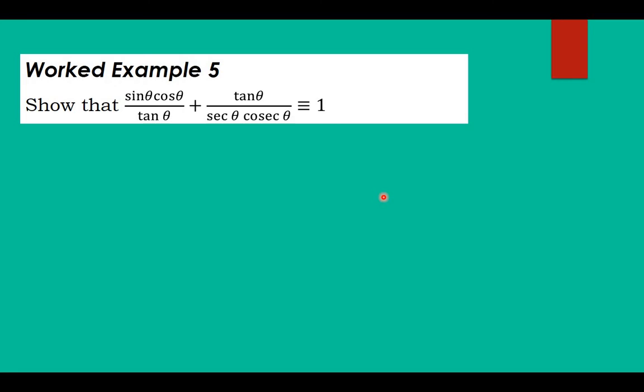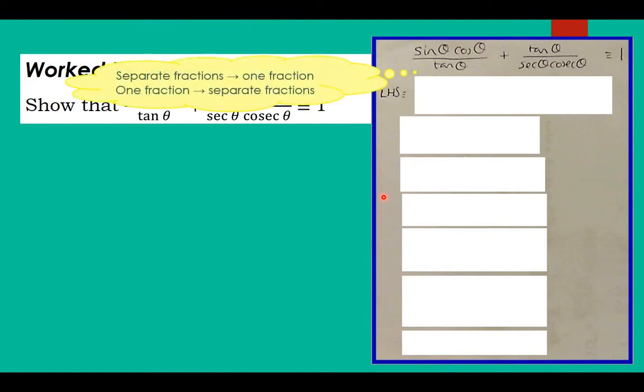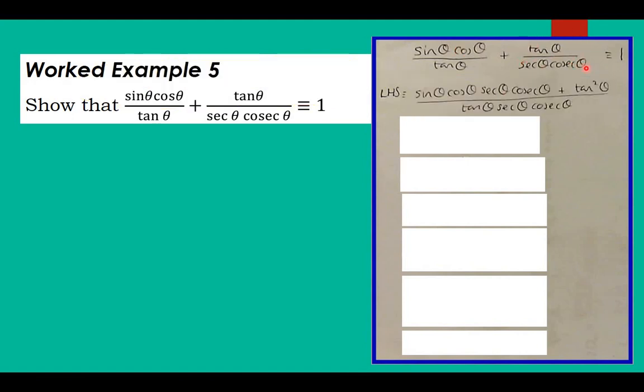Right, let's have a look when we've got a more complicated set of fractions. So definitely the left hand side here is the messiest side. We've got to show that messiest side all turns into 1. Okay, so first of all we've got separate fractions, so we can turn them into one fraction by adding. We will need a common denominator of tan theta, sec theta, cosec theta. We need to multiply top and bottom on the left by sec theta, cosec theta, and top and bottom on the right with tan theta.